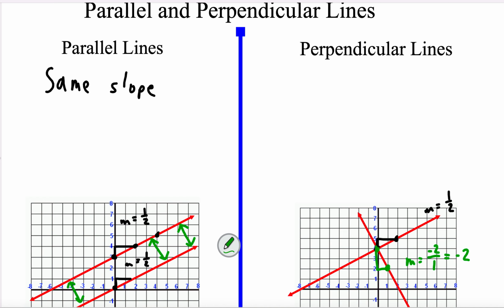We say that perpendicular lines have opposite reciprocal slopes, because one's positive and one's negative. So opposite: one's positive, one's negative. And then reciprocal. I'll show you what reciprocal means here. If this one here is 1/2, reciprocal would mean that you flip it. So instead of 1/2, you would have 2/1. Those are reciprocals of each other, 1/2 and 2/1. Opposites is that this one's a positive 1/2 and this one's a negative 2. Reciprocal, you just flip the fraction.